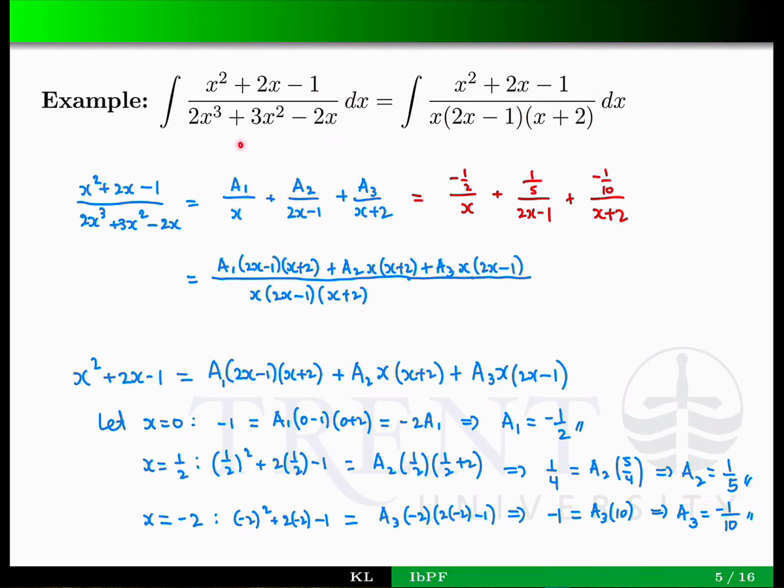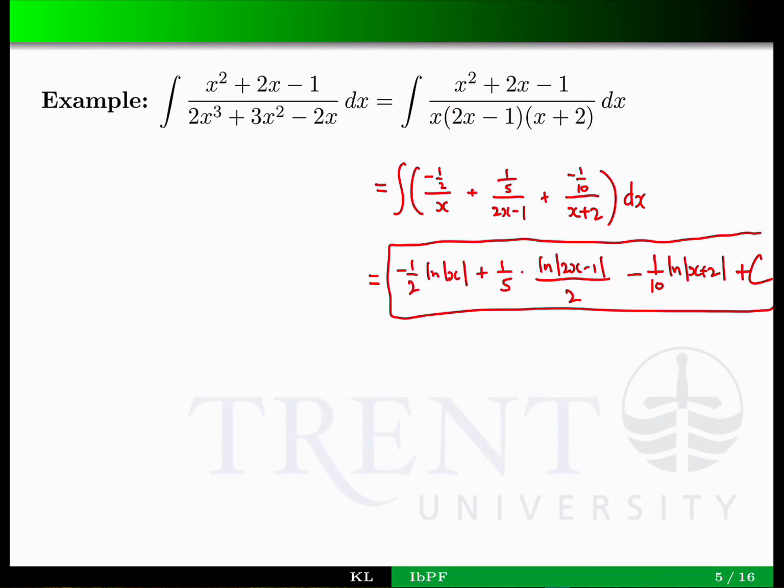Then substitute them into your expression here. And finally, you have this partial fraction decomposition of your original fraction. Then you proceed with your integral. So that's for distinct linear factors. That's for case number 1.